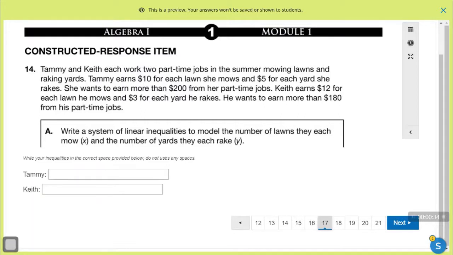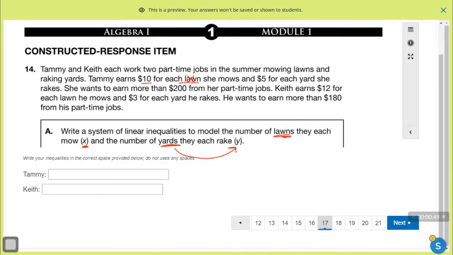Write a system of linear inequalities to model the number of lawns they each mow and the number of yards they each rake. All right, so in this case, let's go for our number of lawns here. Lawns is X, and yards matches up with Y there. As we look at this, Tammy earns $10 for each lawn.